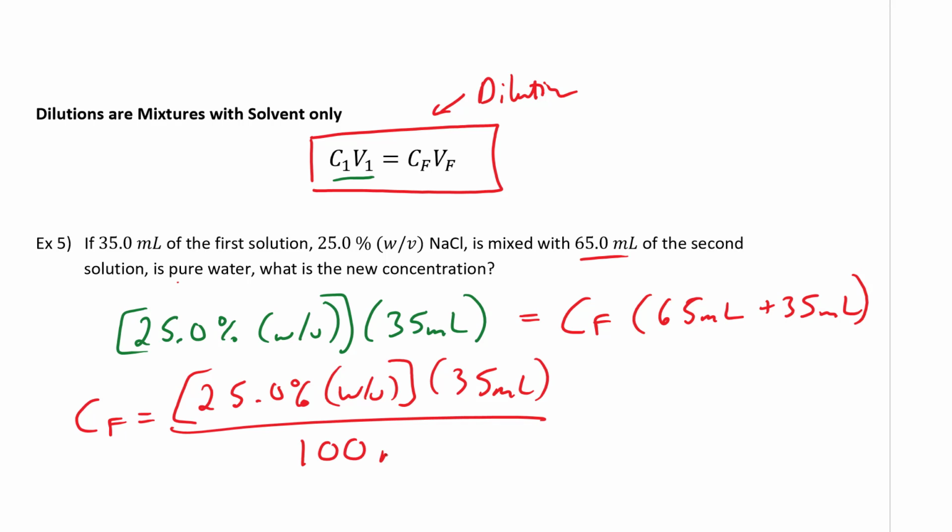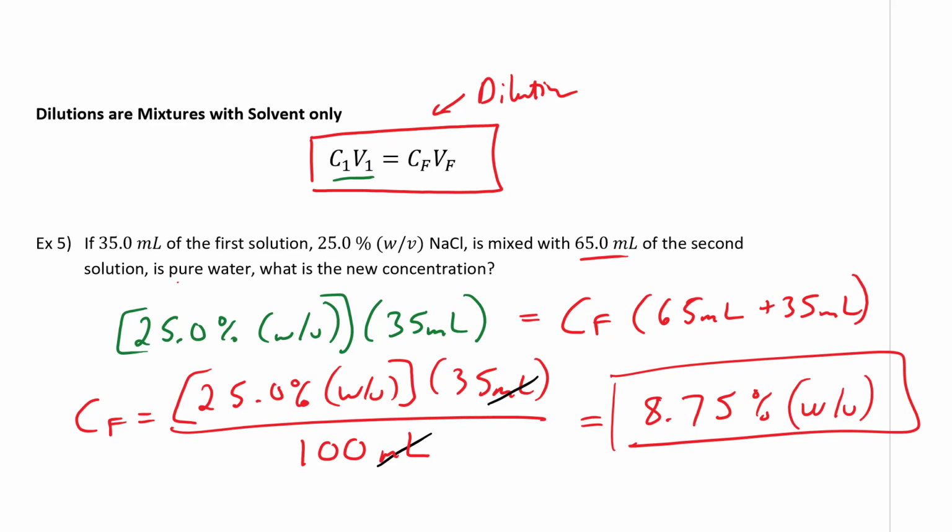$65 plus 35 is 100. Mils cancel out. I'm left with 8.75% weight by volume. Final answer. Notice significant digits.